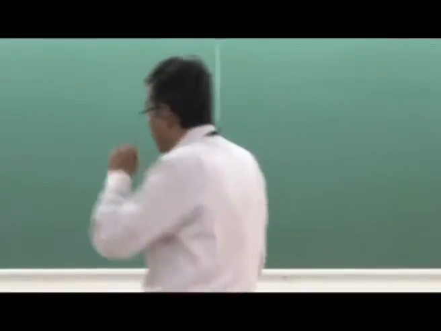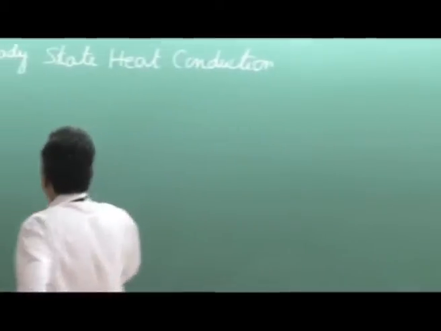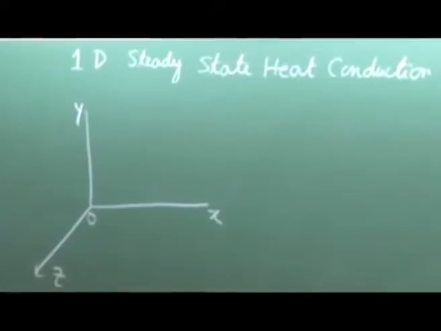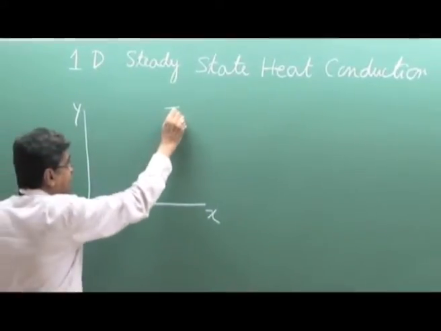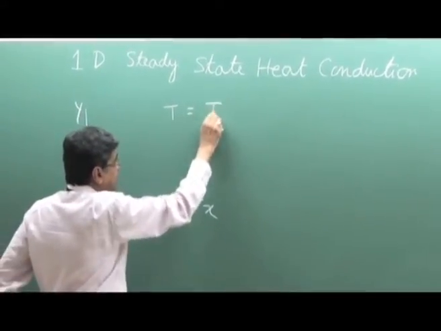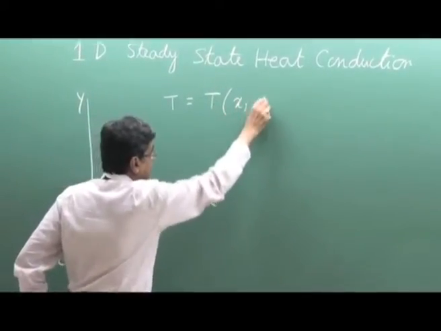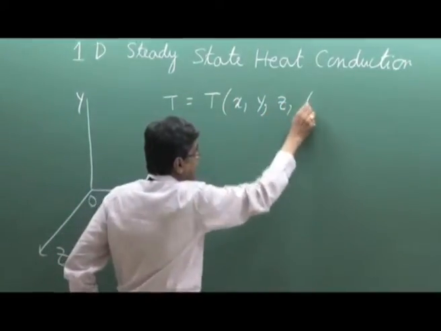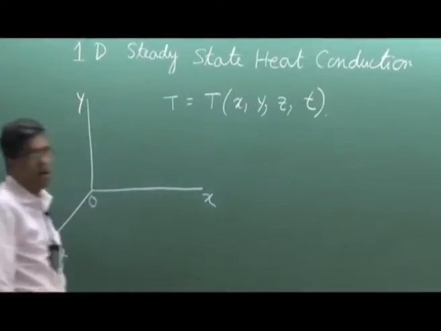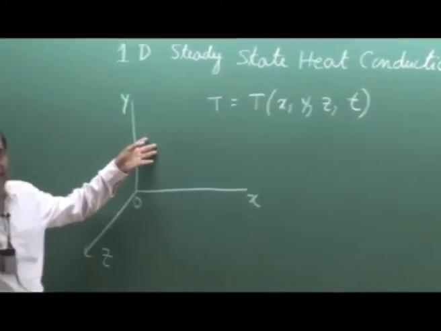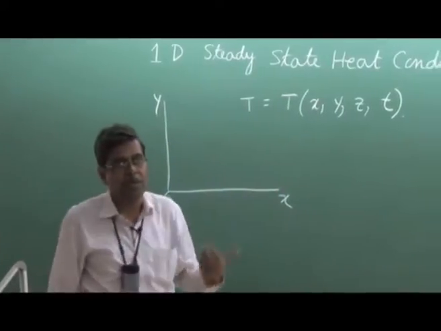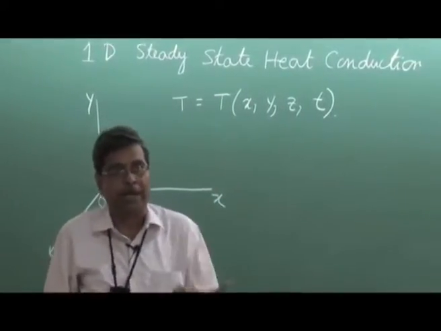So I start with again the same thing: if we denote a Cartesian coordinate frame like this, then we can say that temperature T is in general a function of the space coordinates x, y, z and time t in a conducting medium, a heat conducting medium, usually solids, where the mode of heat transfer is by pure conduction only.